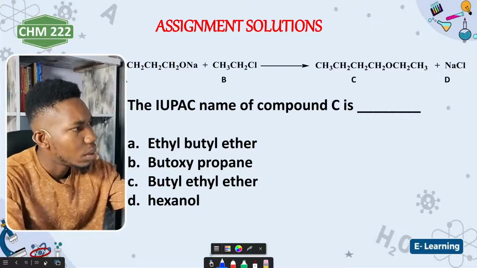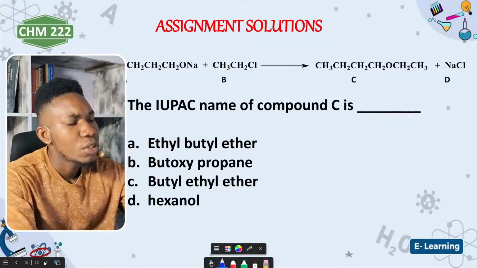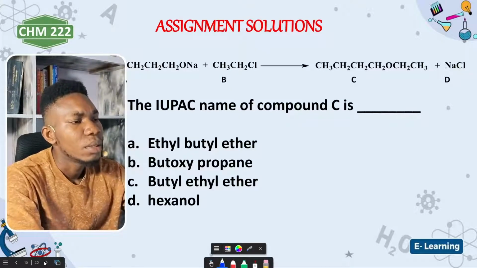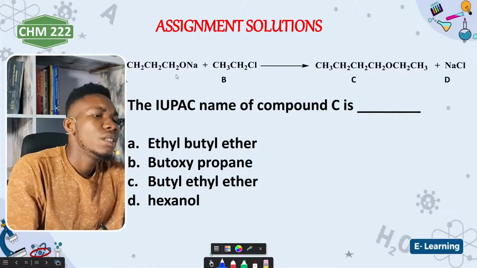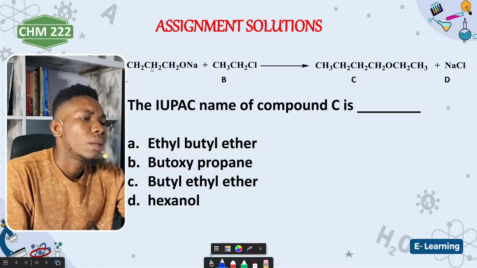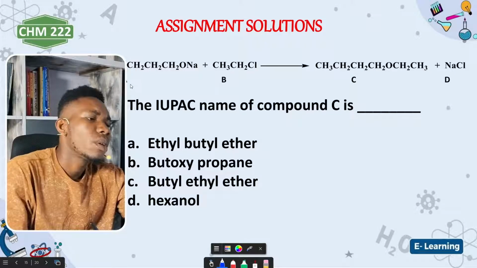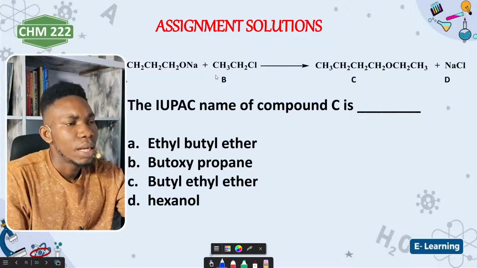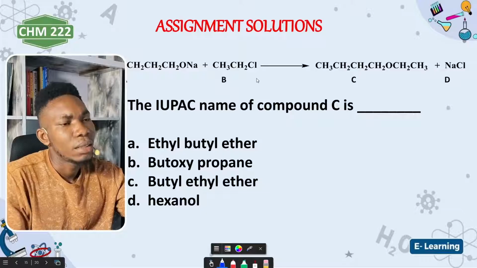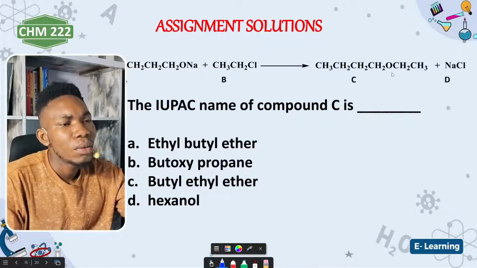Now, we have a question here. You use this question to answer the next question. The IUPAC name of the compound C is. Now, this is sodium butoxide, right? Combining with what? With chloroethane, all right? Or ethyl chloride to give us, what do you think is the name of this?